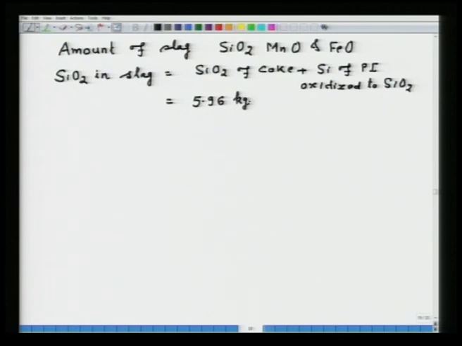In doing this type of balance, you should be very cautious that you do not forget any source from where SiO2 is entering in the problem and you have forgotten to consider. So, reading between the lines of the problem is very important, and a little bit of knowledge of the operation of the cupola, the physicochemistry of the cupola, what is oxidized and what is not oxidized, is also necessary. So, SiO2 in slag is this one.